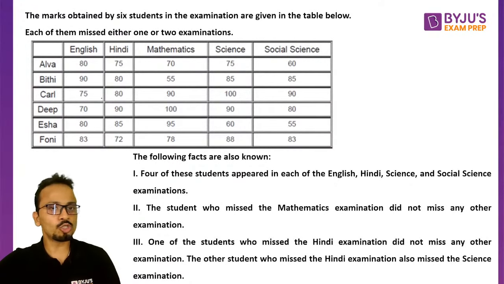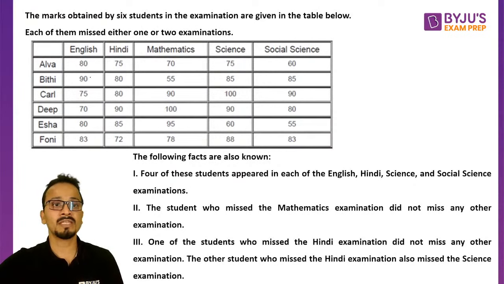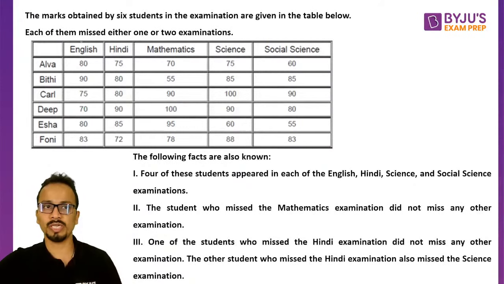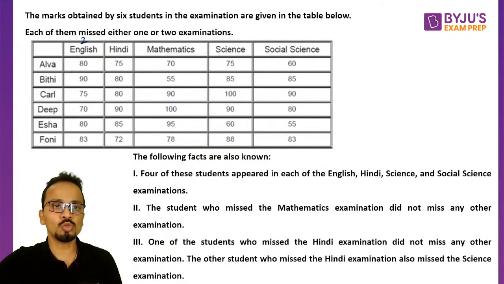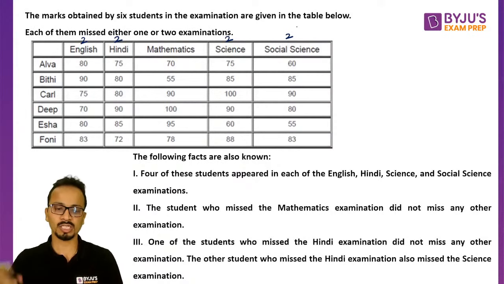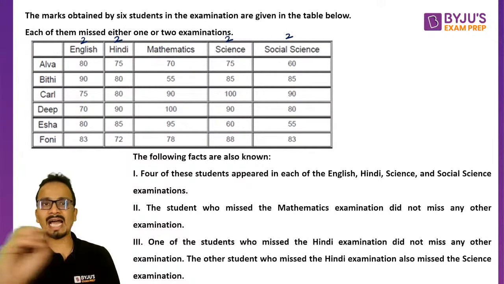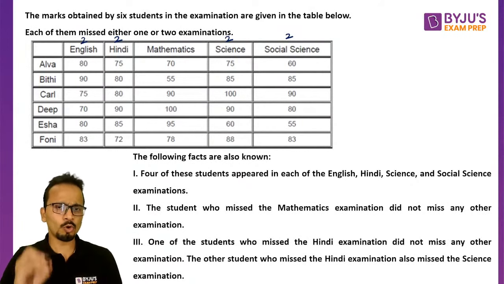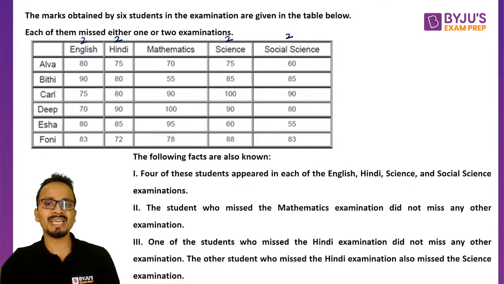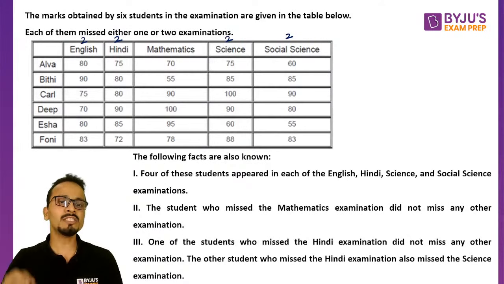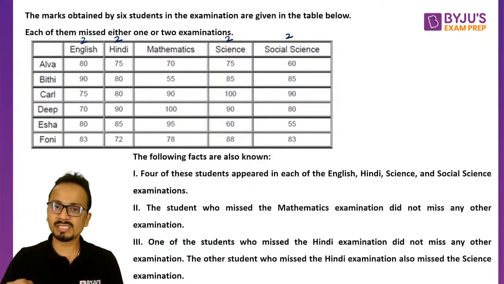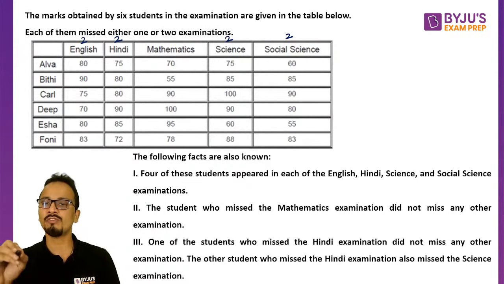So out of 6, if 4 students appeared in each of these examinations, then I can say that these examinations will be missed by exactly 2 students. So English was missed by 2 students, Hindi was missed by 2 students, Science was missed by 2 students, and Social Science was missed by 2 students. So this is what I have just mentioned at the top of the table. So 4 of these students appeared in each of English, Hindi, Science, Social Science. That means 2 of these students missed each of these examinations.